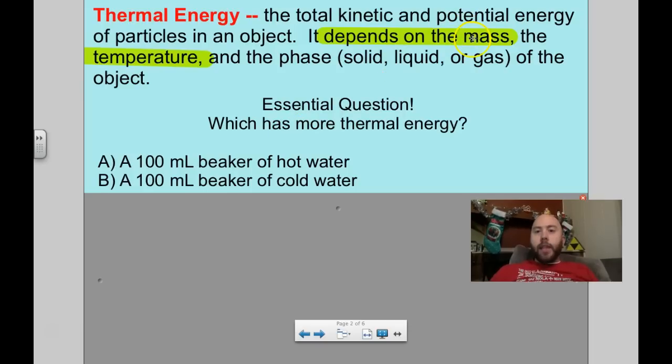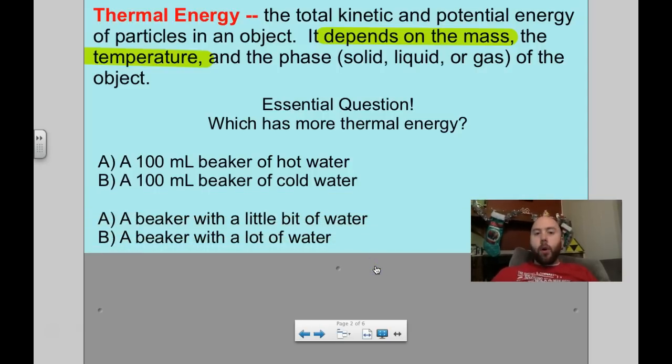Which has more thermal energy? Well, they both have the same mass. They both are liquid phases. The only difference is one is hot water, one is cold water. And it makes sense that hot water would have more thermal energy than cold water. So yes, A, the hot water would have more thermal energy.